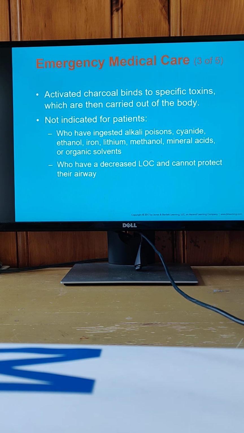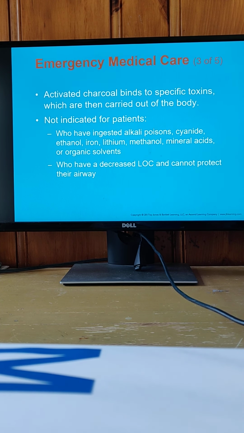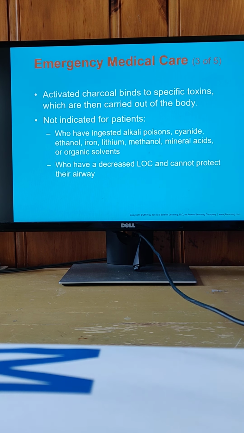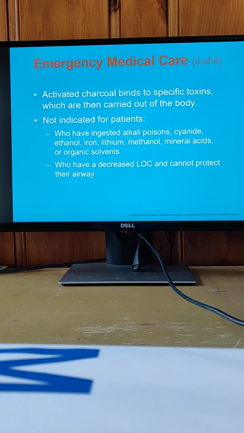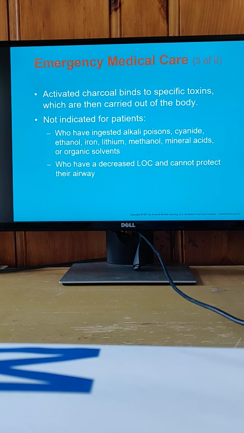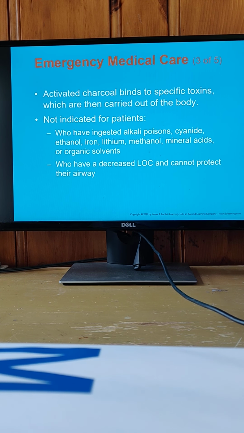You do not use this on somebody who has a decreased level of consciousness and cannot protect their airway. The reason being is that sometimes trying to get somebody to drink this stuff, it's so thick and disgusting that they'll actually vomit it up, or they'll vomit some of it up. If anybody ever vomits any of this, the last thing you want to happen is for them to aspirate or inhale any of this stuff. This stuff is extremely thick and so sticky, and if it gets into the airway, then you've got an airway problem.